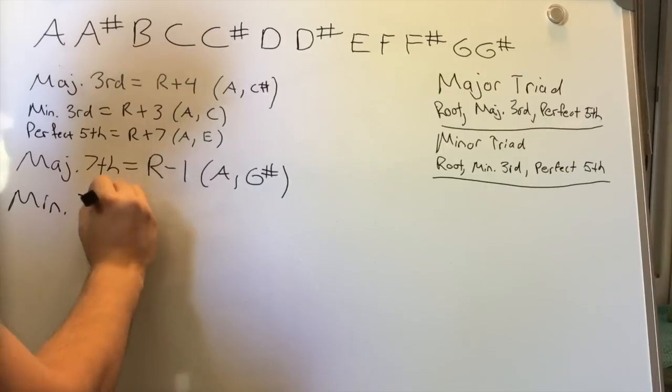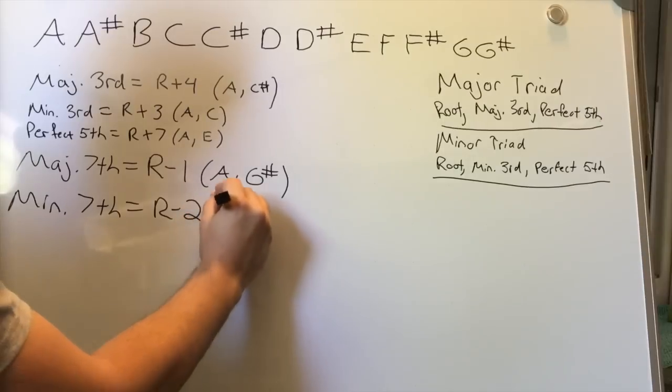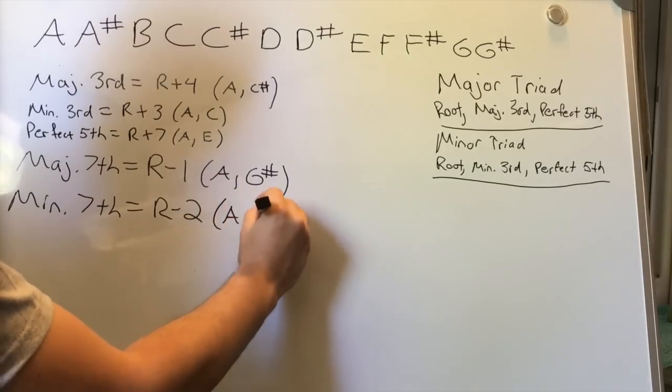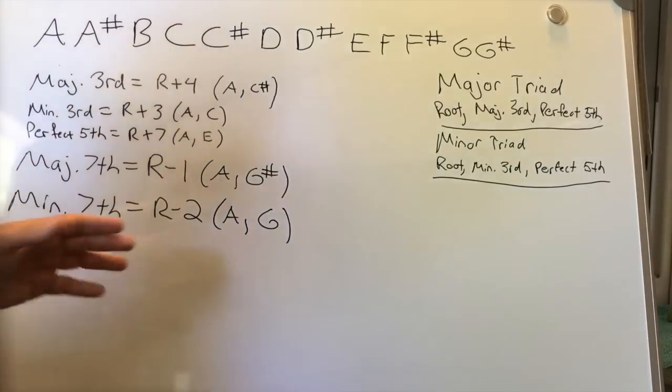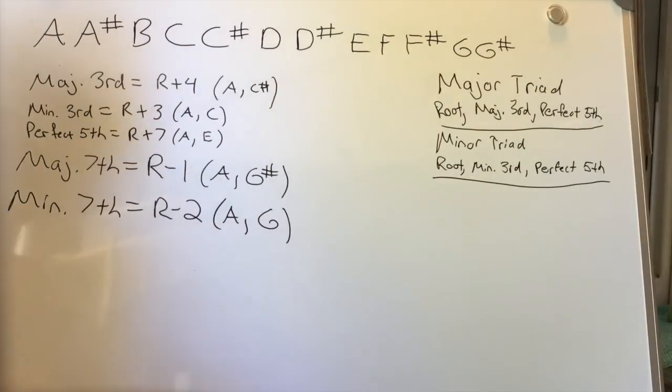A minor 7th is the root minus 2. So for A, it's a G. Okay, so how you can get this on your guitar quickly is if you're playing an A minor chord, on the G string, release the finger and make that an open string. Therefore, you're playing an A minor 7th.